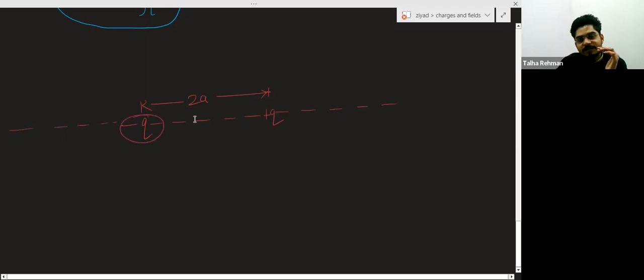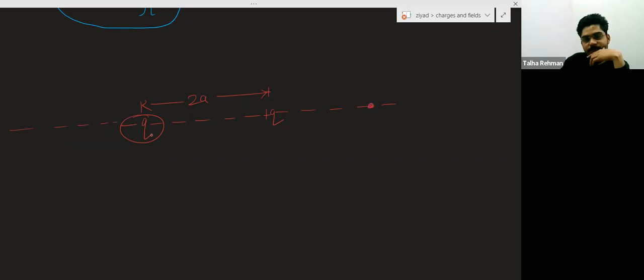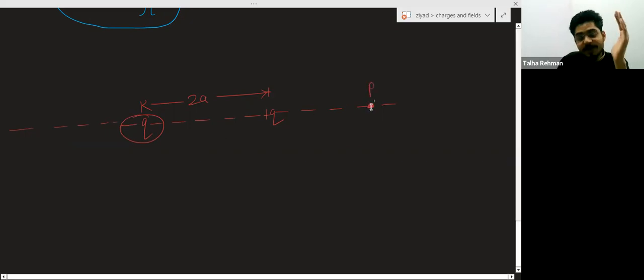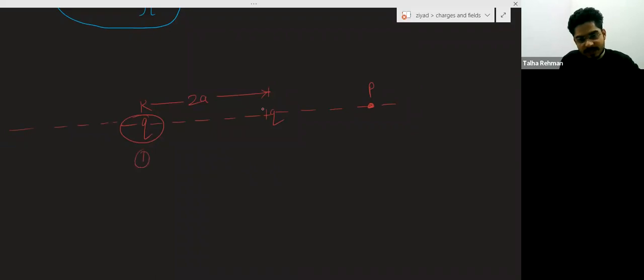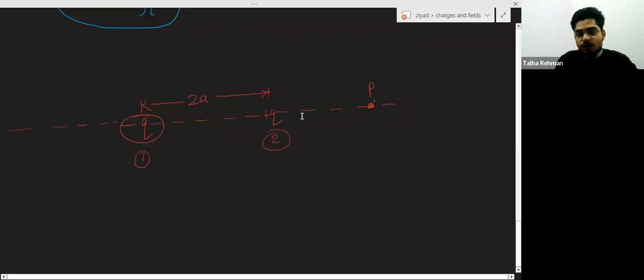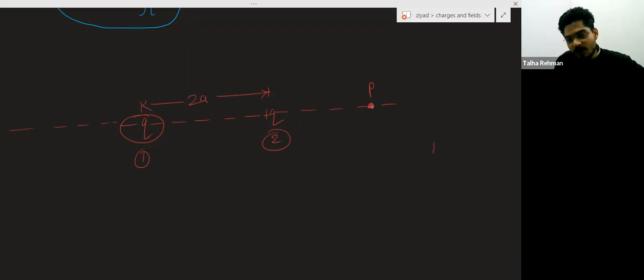So on this line, they are asking for the net electric field due to both the charges. You can take the point here or here or here, anywhere. Suppose you have taken the point P here. At this point P, you should try to calculate the electric field. And how will you calculate it? Suppose this is charge number 1 and this is charge number 2. So at this point, you will find the values of E1 and E2. And you know the formula of the electric field.